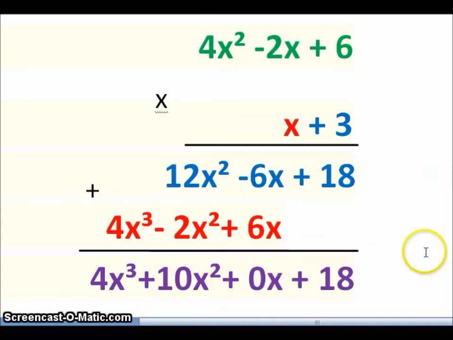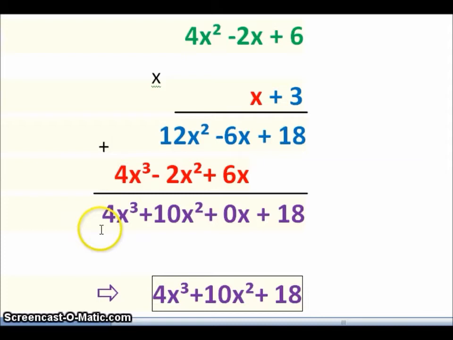So what is the final answer here? As you can see, let me zoom out a little bit. This is the final answer, right? 4x cubed plus 10x squared, and 0 times x is just 0, so that disappears, so 18. So there you go. As you can see, this is easier than peeling off mandarins.